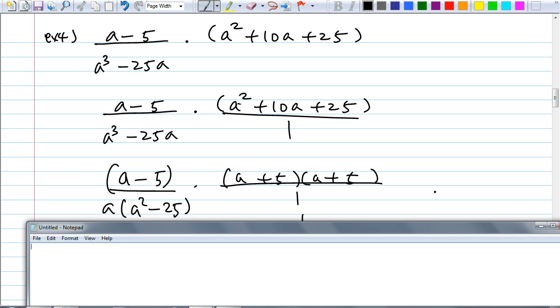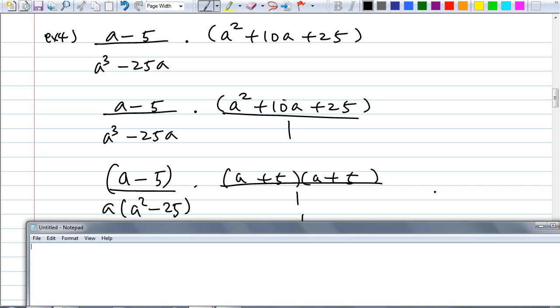Perfect square. But I mean, if you didn't know, you could have just done it that way, right? How many ways are there to get a square? A squared. How many ways are there to get 25? 1 times 25 or 5 times 5. Well, which one works here? 5 and 5, right? Now, what should I do next?